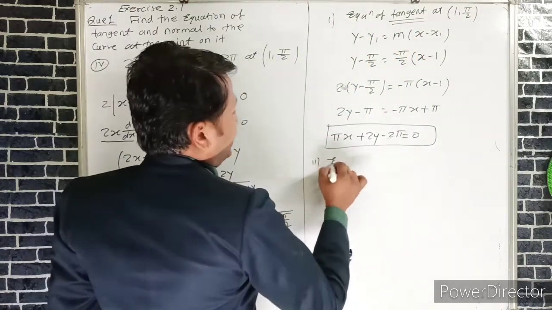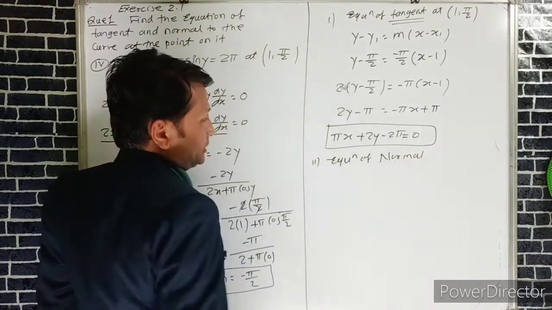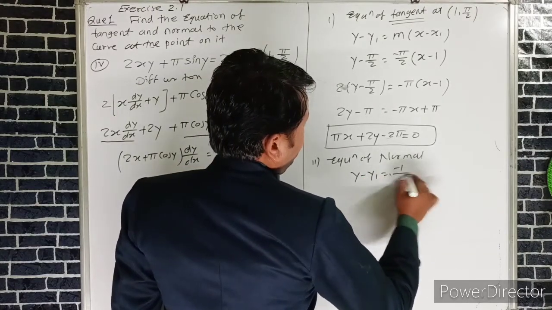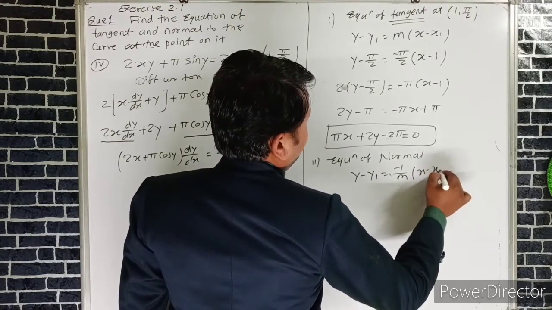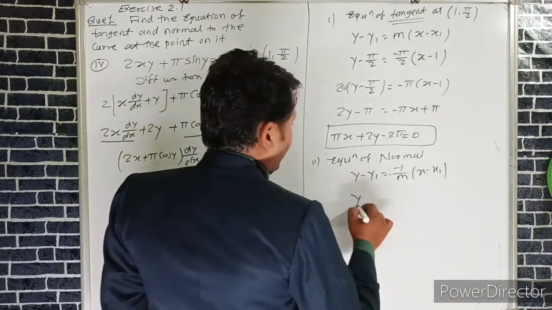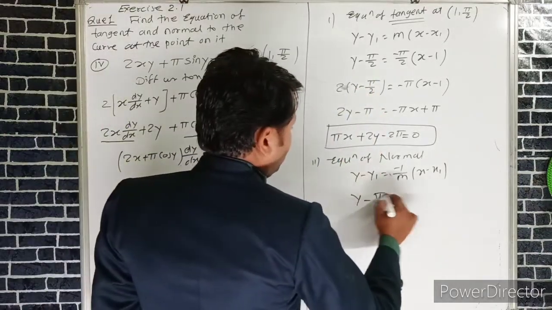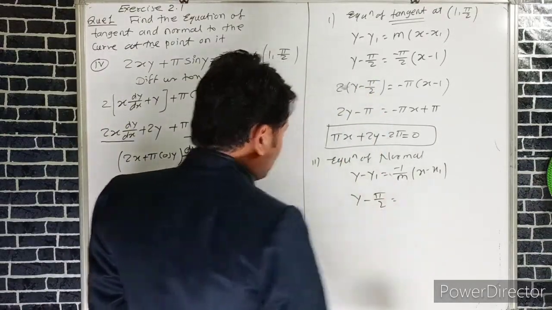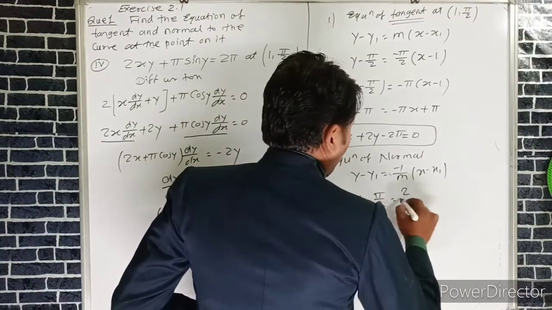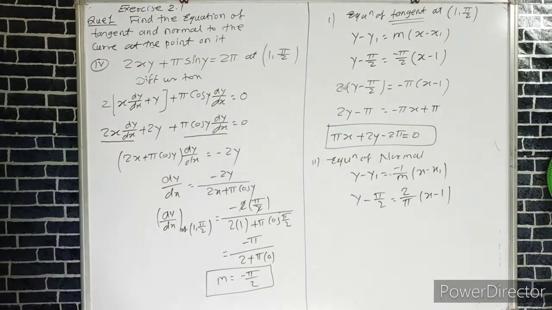Again we have to find the equation of normal, which is y minus y1 is equal to minus 1 by m into (x minus x1). Here m is minus pi by 2. So y minus y1, meaning pi by 2, is equal to minus 1 upon minus pi by 2. We can write plus 2 upon pi into (x minus x1), the value of 1.